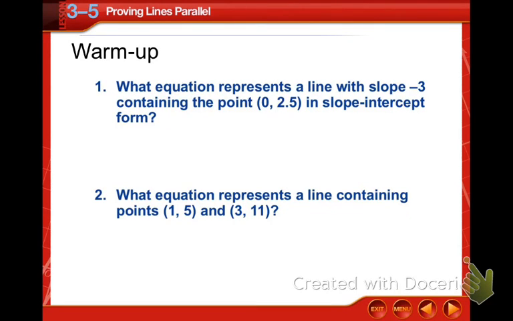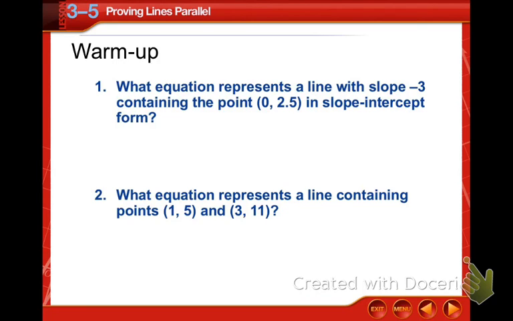Okay, so today we're going to be looking at proving lines parallel and proving lines perpendicular. So our first warm-up question: what equation represents a line with a slope of -3 containing the point (0, 2.5) in slope-intercept form?